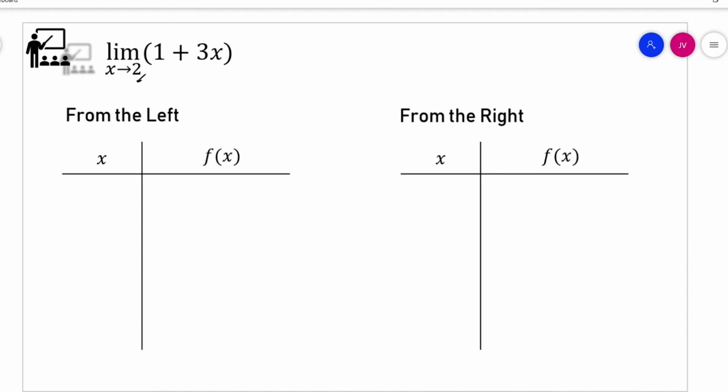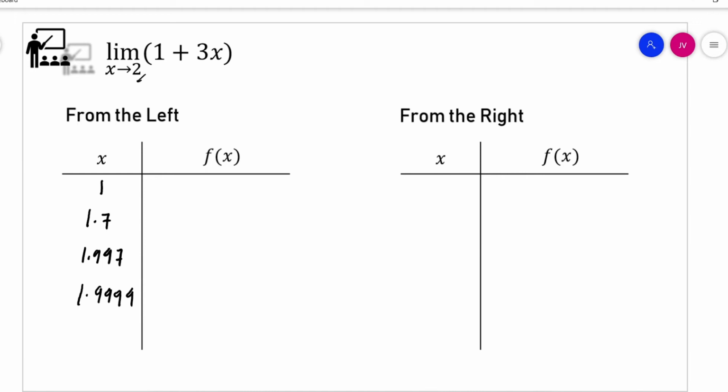Ibig sabihin, we are going to get values from the left of 2. And again, in assigning value sa ating x, kinakailangan ay malapit lang ang value natin sa constant, which is 2. So we can assign values starting from 1. Yan, nasa left ng 2 ang 1. 1.7, 1.997, and 1.999, and 9. So let's say these are the value of your x.